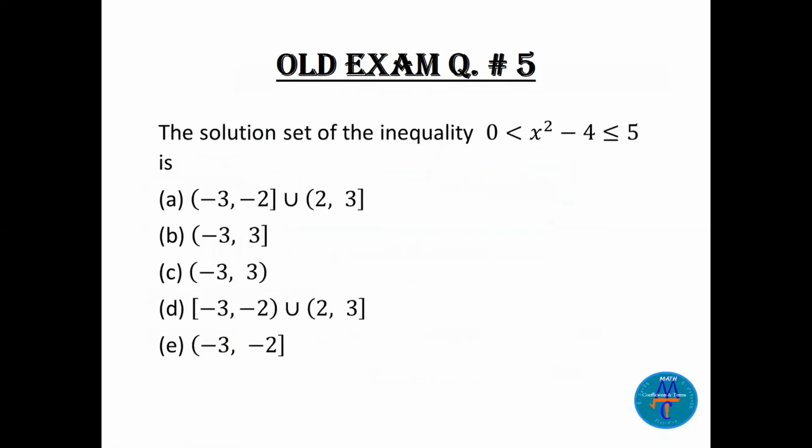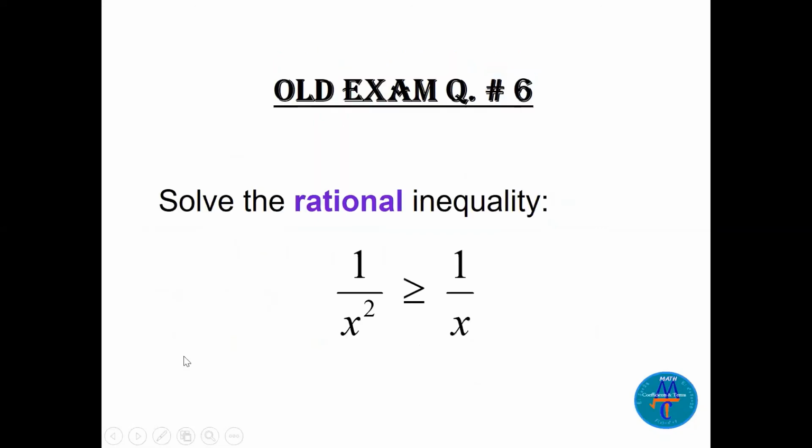But this one is not linear, so you have to split. It means take this one, 0 less than x squared minus 4, and take the other, x squared minus 4 less than 5. So you will have two inequalities. You do each one with table of signs, then you find the intersection. And these are the answers. One of them is correct. The rational, we have done the rational. Remember, 0 should be on the right.